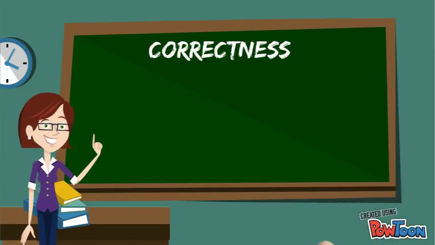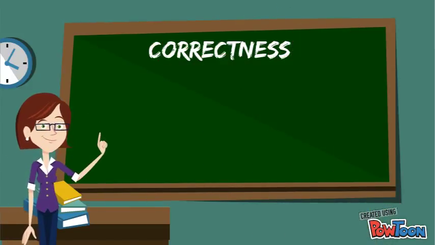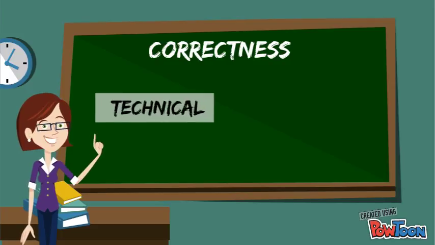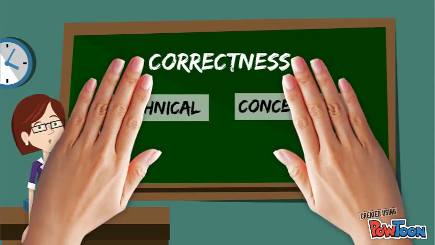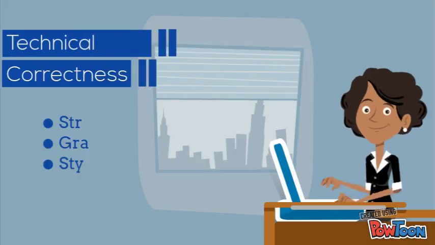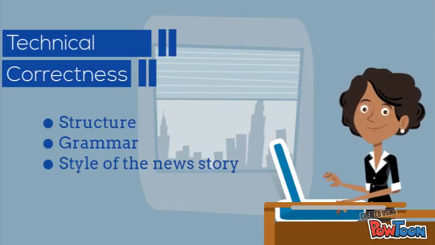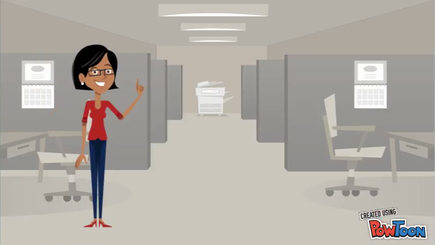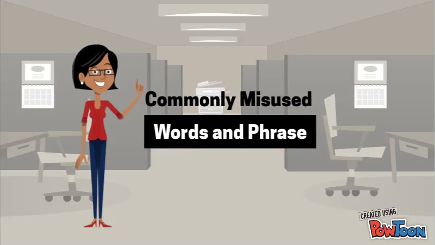Correctness. A news story can be understood from two perspectives, technical and conceptual. Technical correctness refers to structure, grammar, and the style of the news story. Based on the many student papers this author has checked, here are a few examples of commonly misused words and phrases.